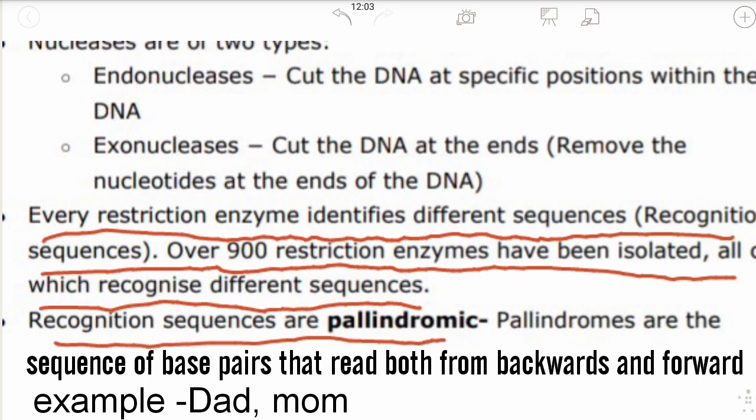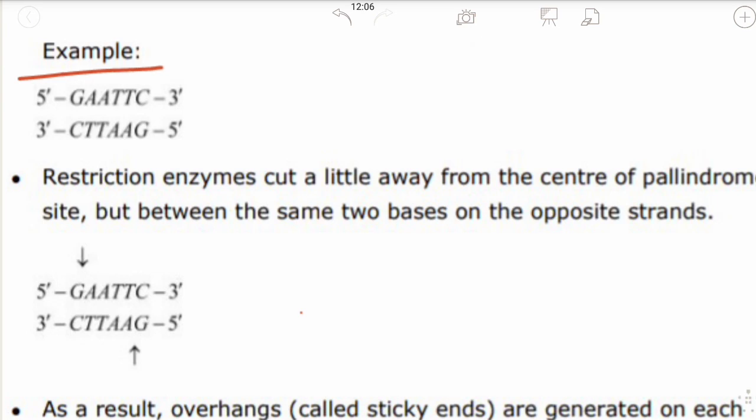So what are palindromes? Palindromes are sequences of base pairs that read the same both backwards as well as forwards. Palindromic sequences are groups of letters that form the same words when read from both backwards as well as forwards. Take for example, mom. Mom, we read the same from backward as well as forward. Another example, dad. Example, madam. Even the example is Malayalam. When we read Malayalam from backward as well as forward, we get the same word. This is an example of palindromic sequences.